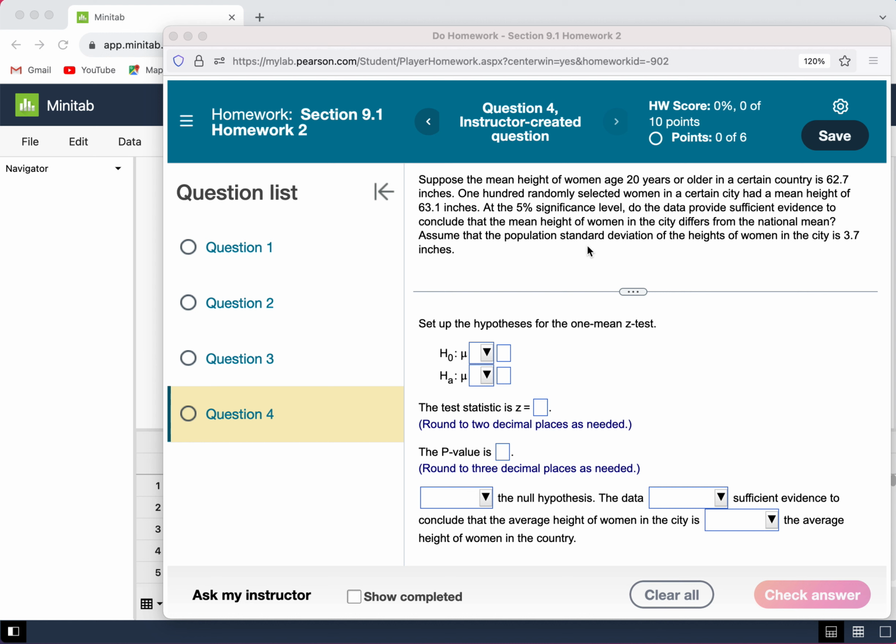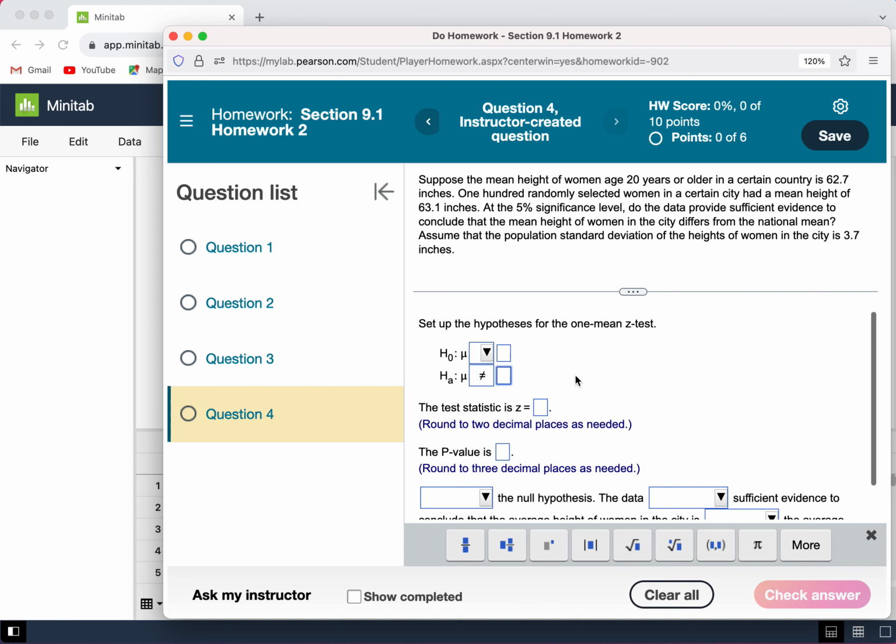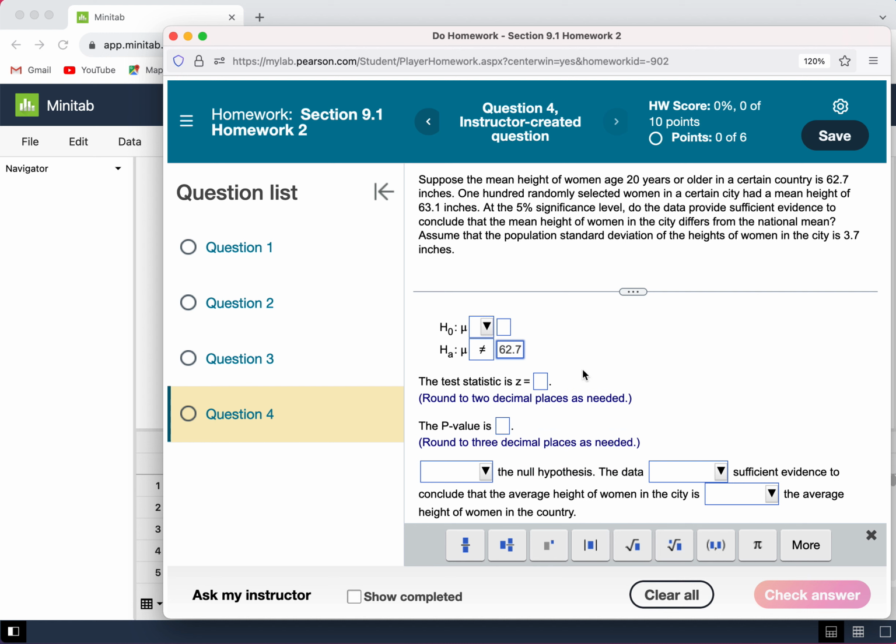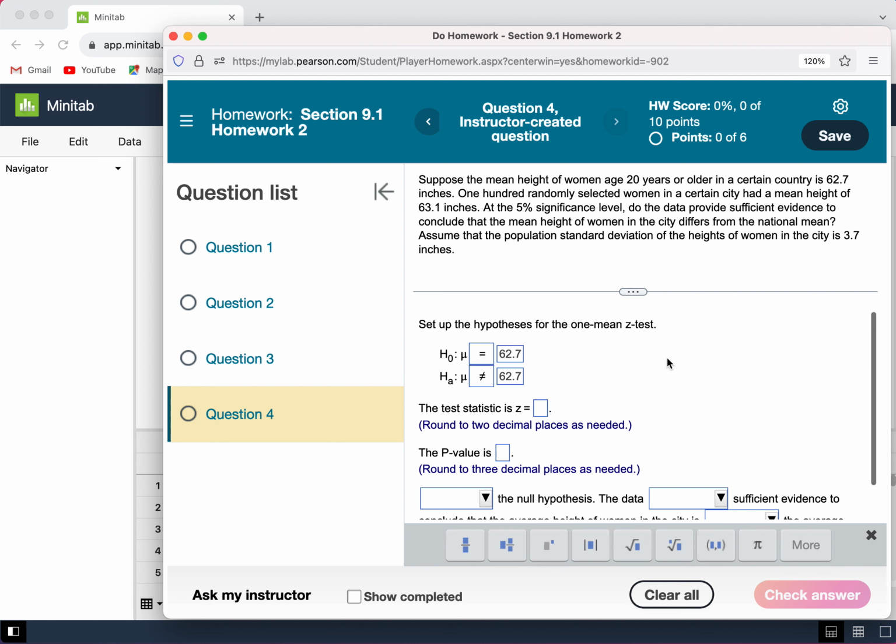So I'm going to start with my alternative hypothesis. I want to know if the data provide evidence to conclude that the mean height of women in the city differs from the national mean. And the national mean is 62.7 inches. So my alternative hypothesis is that the mean is not equal to 62.7 inches. My null hypothesis then is the opposite of that. So if my alternative hypothesis is that the mean is not equal to 62.7, my null hypothesis is that the mean is equal to 62.7. So those are my hypotheses.